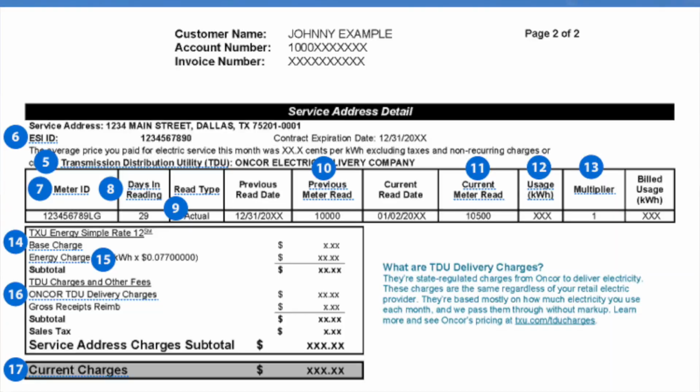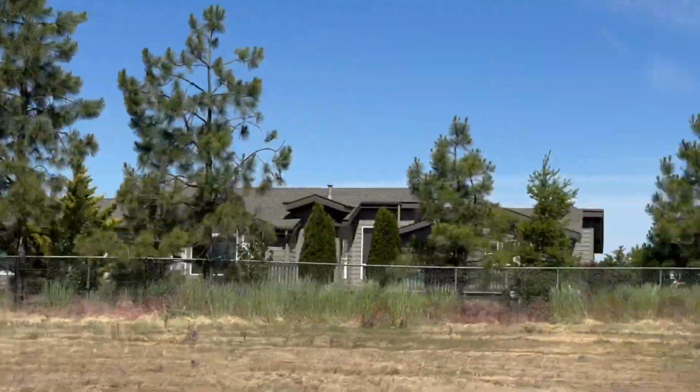If you're looking for ways to increase the energy efficiency and sustainability in your home, be sure to take a look at all the latest renewable energy options in your area.